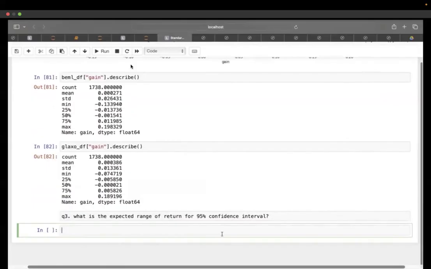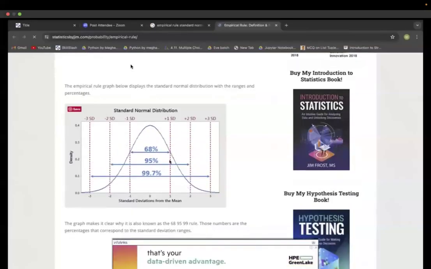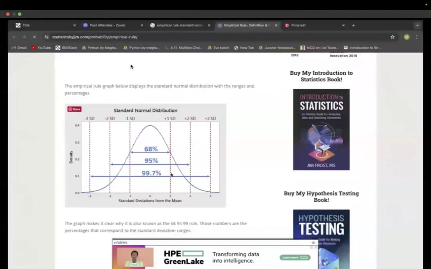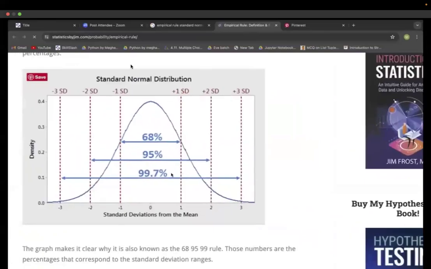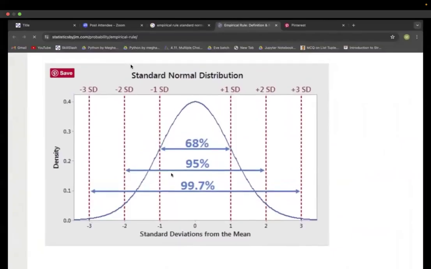Now guys, do you understand why we are picking the 95% confidence interval? You can see it is the graph of standard normally distributed data. Can you find something like 95%? Something like 68%? Understand this very carefully.